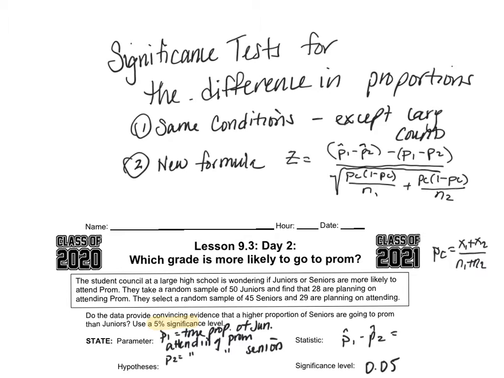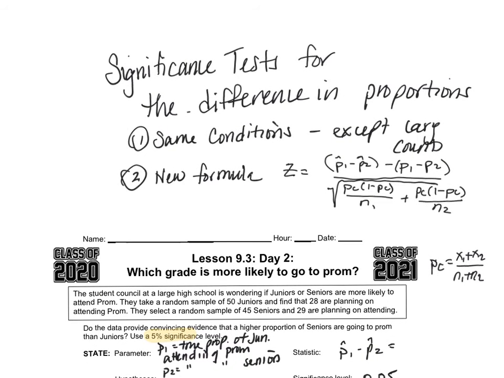and N1 times 1 minus P1 is greater than or equal to 10, as well as whether or not P2 times N2 is greater than or equal to 10, and 1 minus P2 times N2 is greater than or equal to 10. The other way to do that is to find what's called the pooled C value, or the combined probability. And that's this formula down here, which is x1 plus x2 over n1 plus n2. And you'll see me use that value, okay?